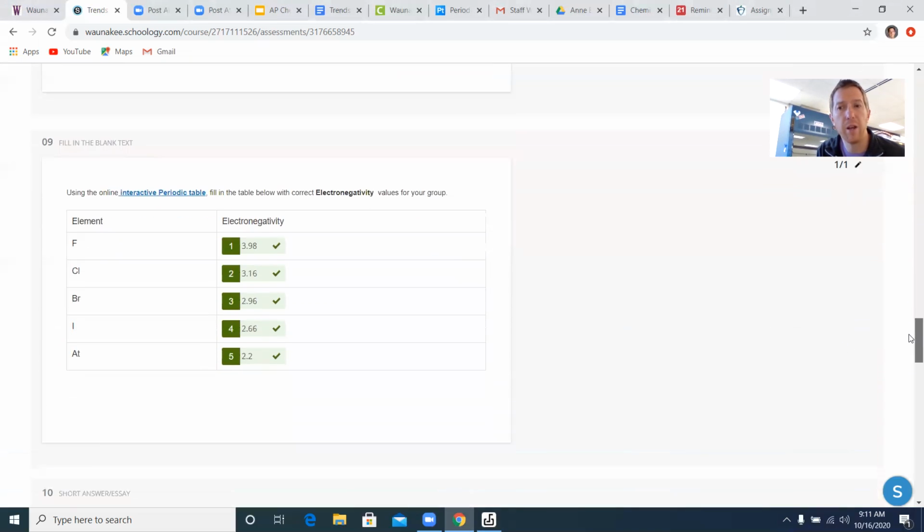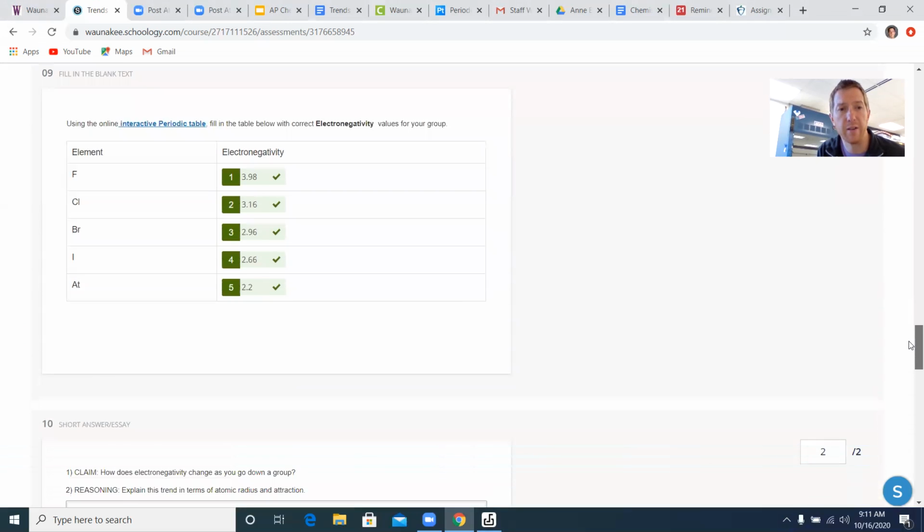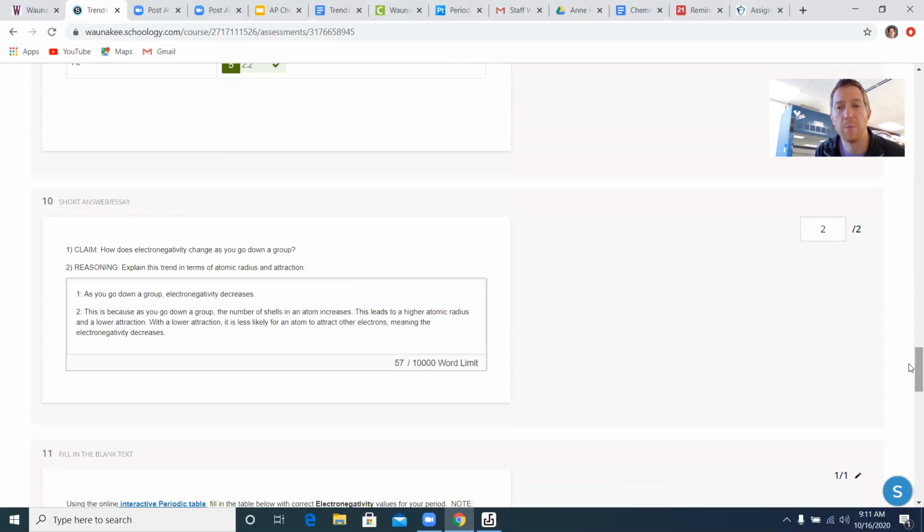I would say the number one issue when it came to these trends was question number 10 and question number 12. Electronegativity is not the exact same thing as ionization energy, and some of you answered it as if it was. So first off, as you go down a group, electronegativity decreases. The reason being, atoms are getting larger. Again, you can see that in the answer in front of me. Leads to a higher atomic radius.